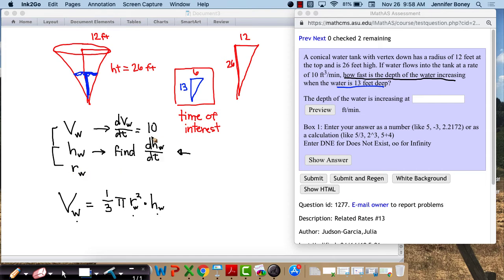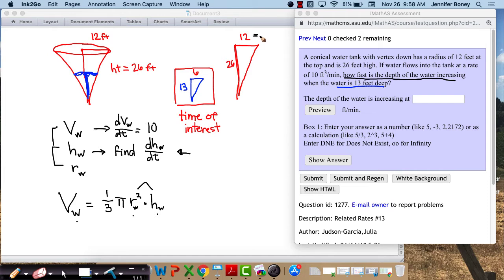So I don't want to eliminate h, even though that would make a simpler expression, because eventually I want to find how the height of the water is changing. So if I just work on writing this in terms of just r's or just h's, in this case just h's would be ideal since we're supposed to be finding something about the rate of change of h.